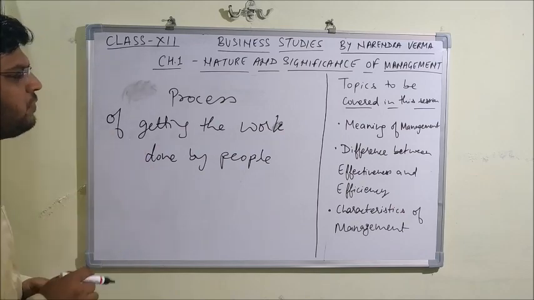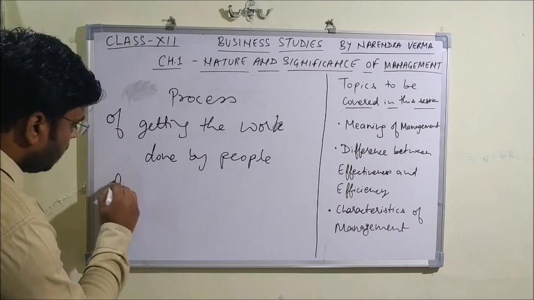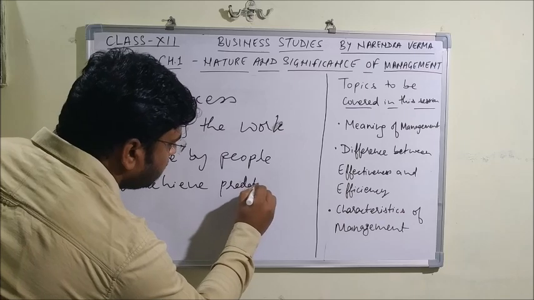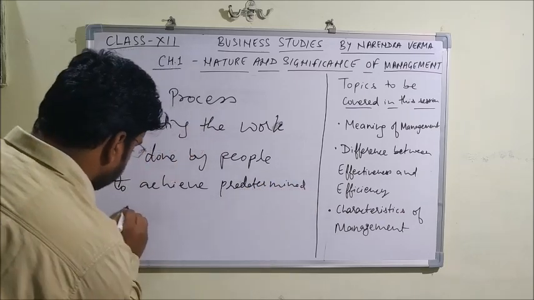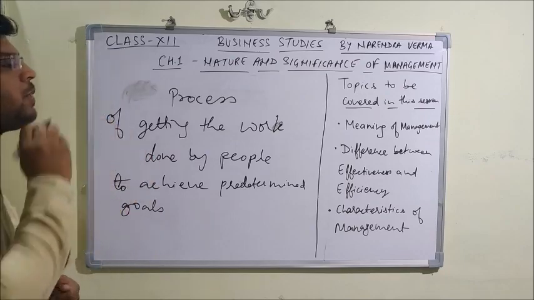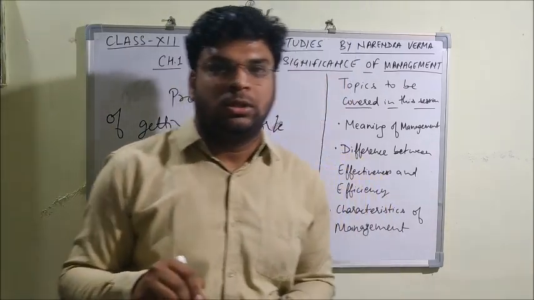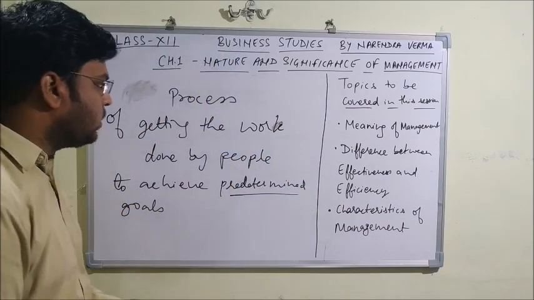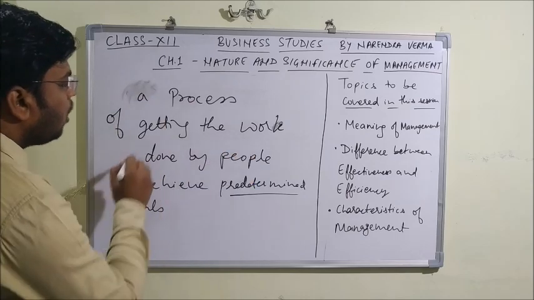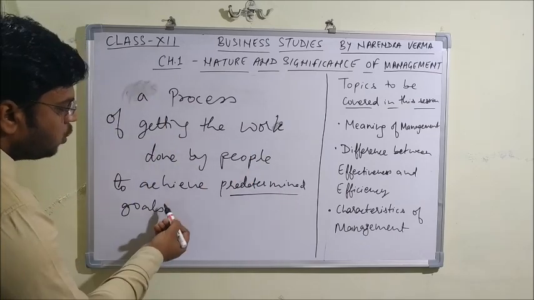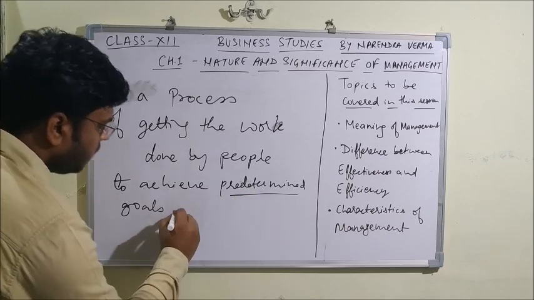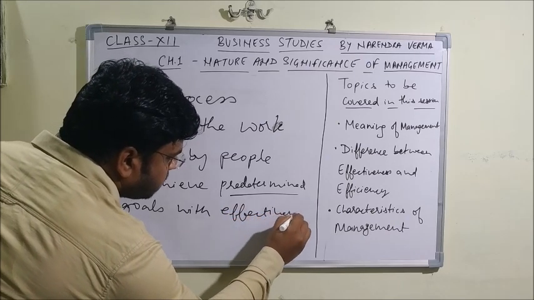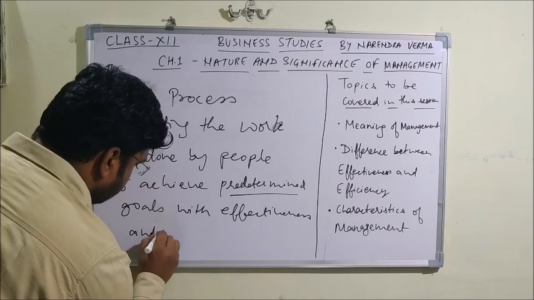Now this definition is incomplete. We will complete it by adding: to achieve predetermined goals, right? Why we practice management? So that we can achieve our goal, the goals that we have already decided. That's why I have used the word predetermined, means already decided goals. So management is a process of getting the work done by people to achieve predetermined goals with, the most important thing is here, with effectiveness and efficiency.